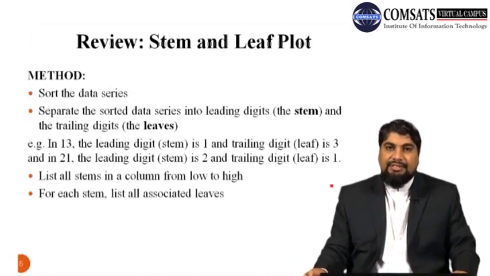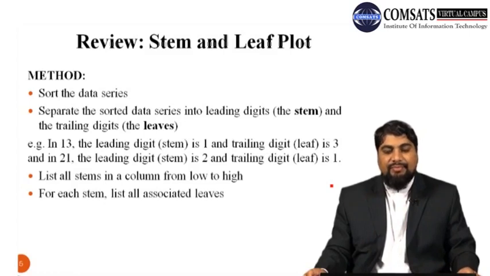Last time we discussed the methods of how to construct the stem and leaf plot. The first step is to sort the data series. First arrange the data in either order, from lower to higher or higher to lower. Usually lower to higher is used and it is more convenient. And then separate the sorted data series into leading digits, which are usually called the stem, and the trailing digits, which are called the leaves.